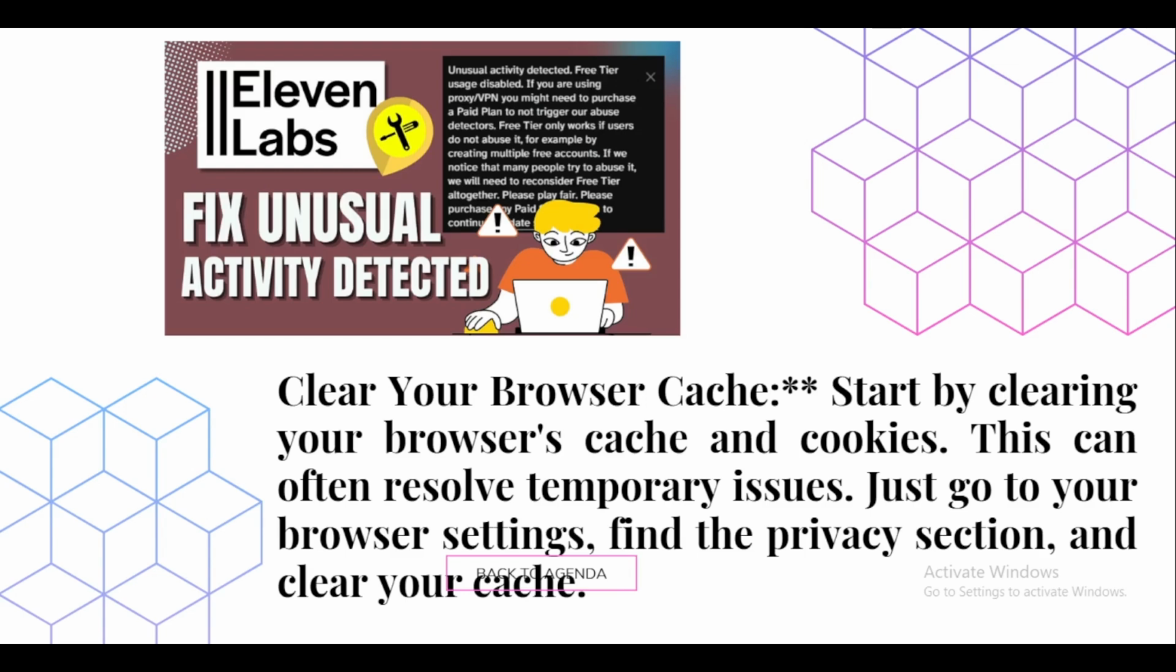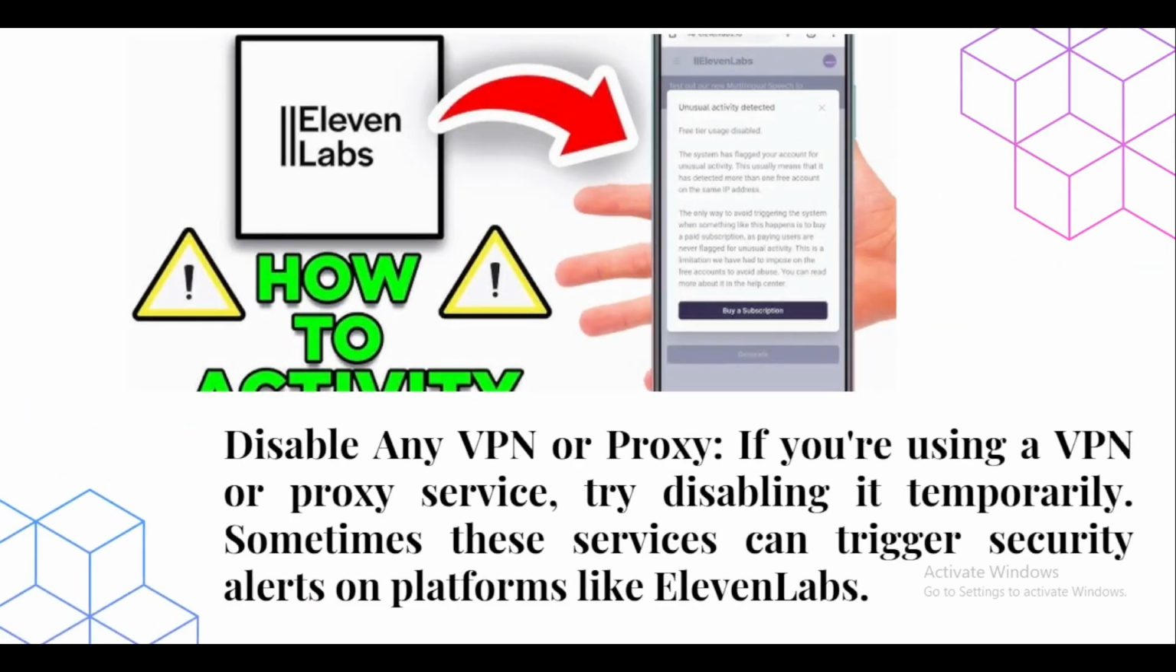2. Disable any VPN or proxy. If you are using a VPN or proxy service, try disabling it temporarily. Sometimes these services can trigger security alerts on platforms like ElevenLabs.